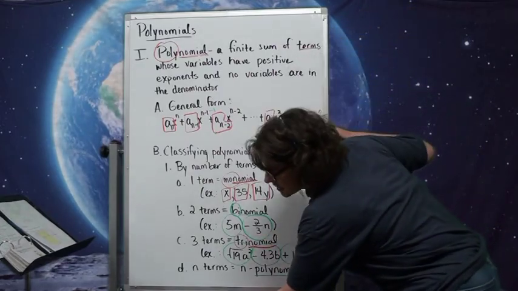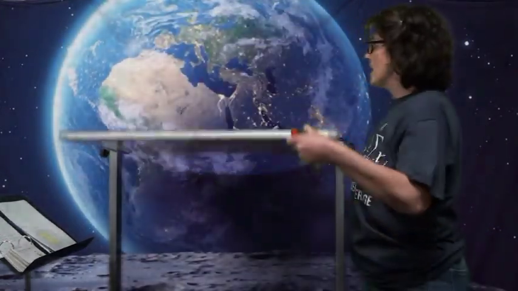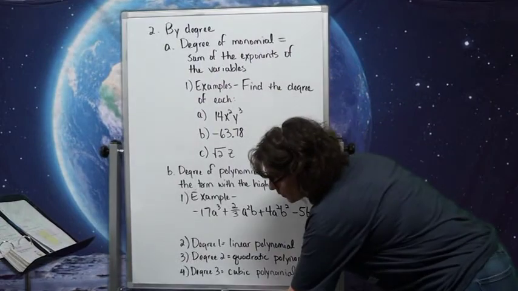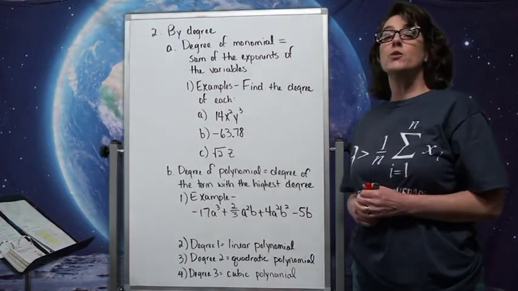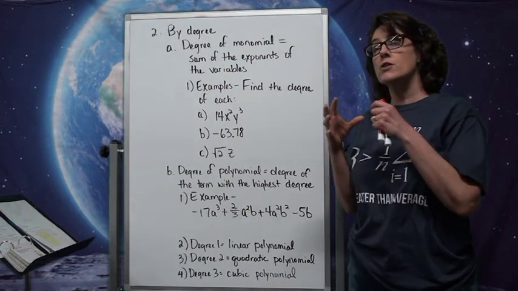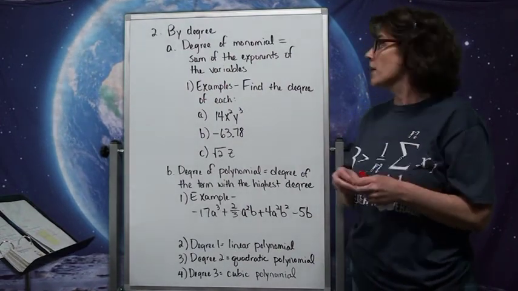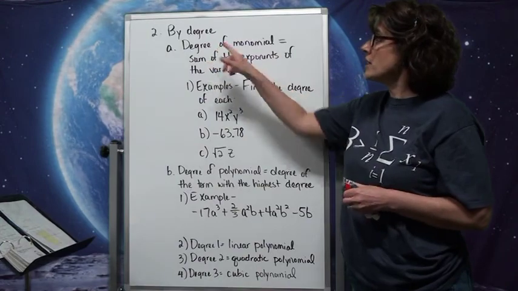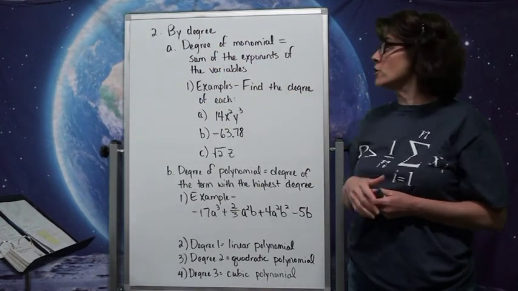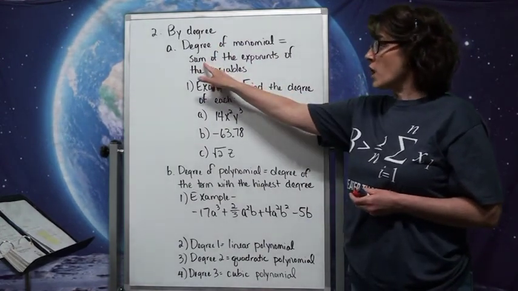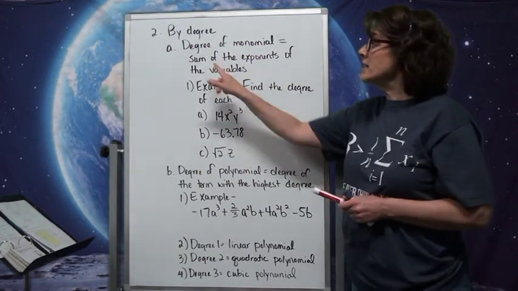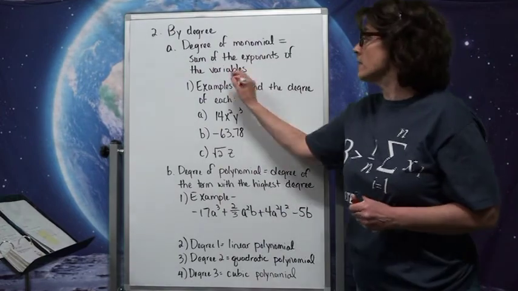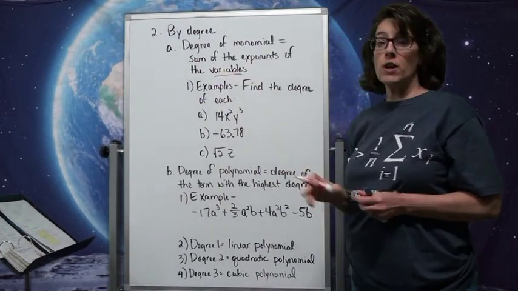Now, let's take a look at the second way that you can classify polynomials, and this is going to be by degree. Now, in order to classify your polynomial by degree, you need to know how to get the degree of a monomial. So first, let's take a look. In order to get the degree of a monomial, which would be 1 term, you take the sum of the exponents of the variables. Remember, sum means add. So I'm going to add the exponents, but very careful, only on the variables.